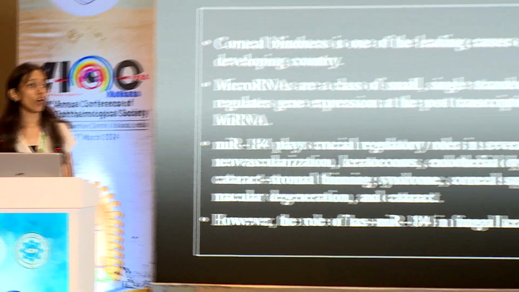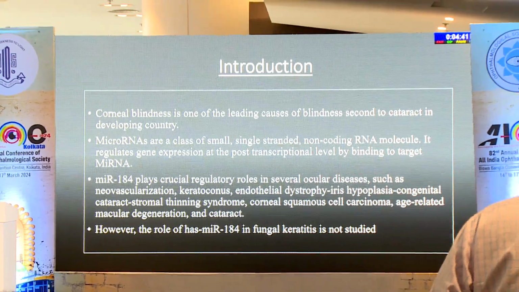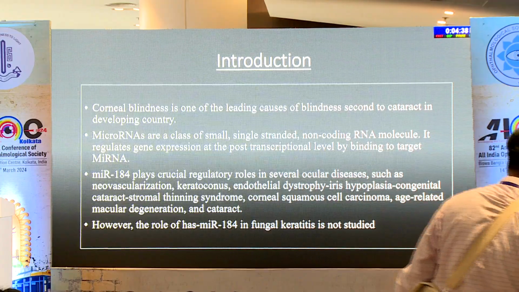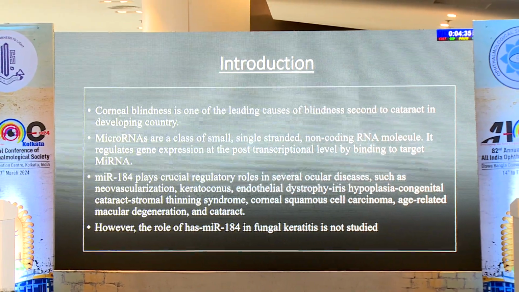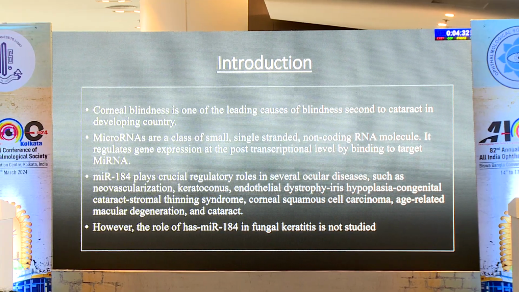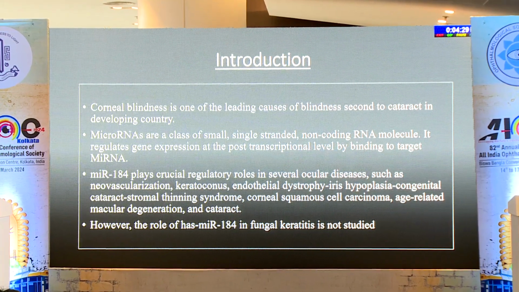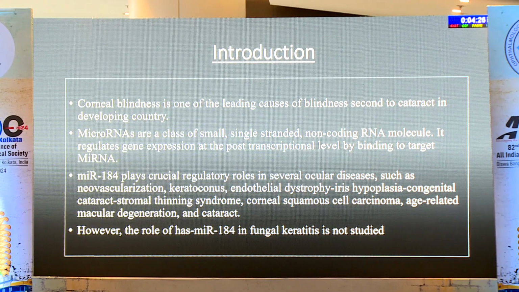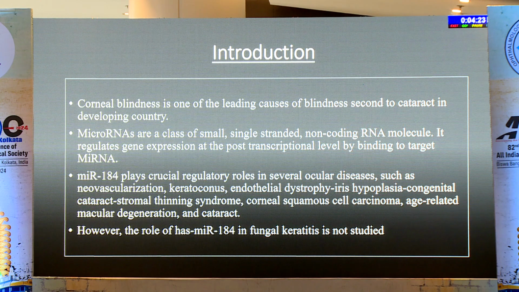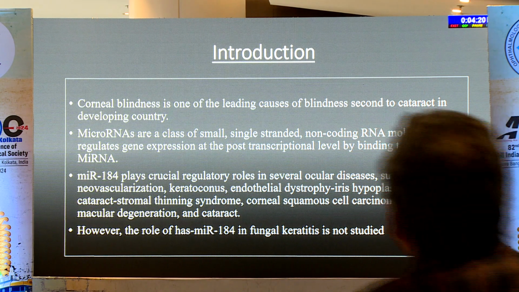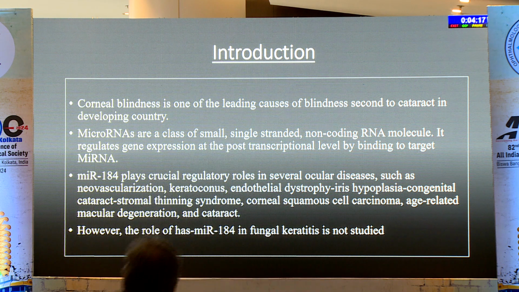Good afternoon. I'll be presenting the role of human corneal miRNA-184 in fungal keratitis. As we know, corneal blindness is one of the leading causes of blindness, second to cataract in developing countries. In corneal blindness, we see keratitis, and in keratitis also, in developing countries, fungal keratitis is the common one. MicroRNAs, what are microRNAs? They're a class of small single-stranded non-coding RNA molecules. They regulate gene expression at the post-transcriptional level by binding to a target mRNA. Among those miRNAs, we are studying miRNA-184. It plays a crucial regulatory role in several ocular diseases. Its mutation is seen in keratoconus.